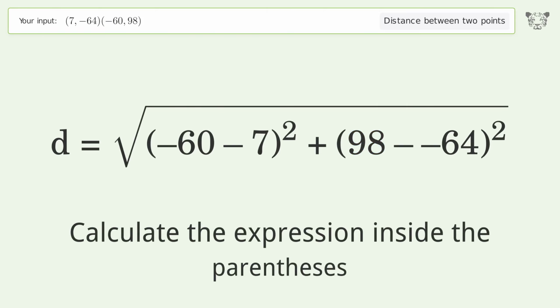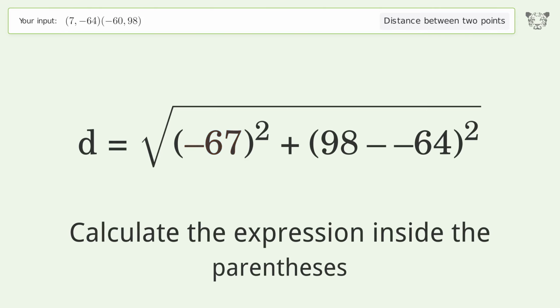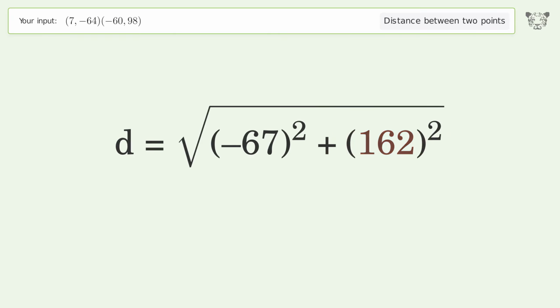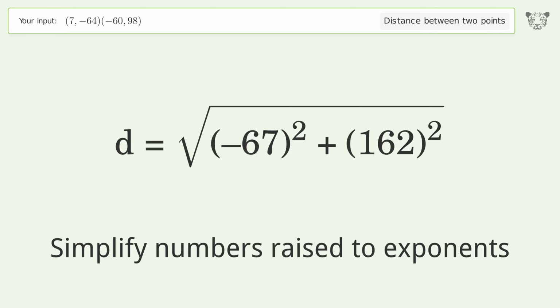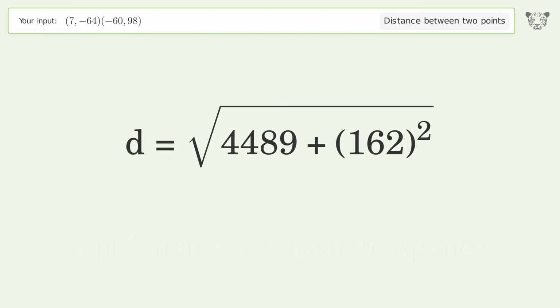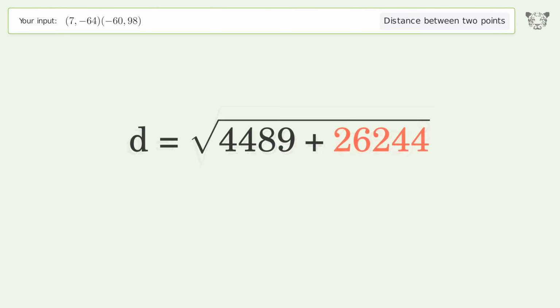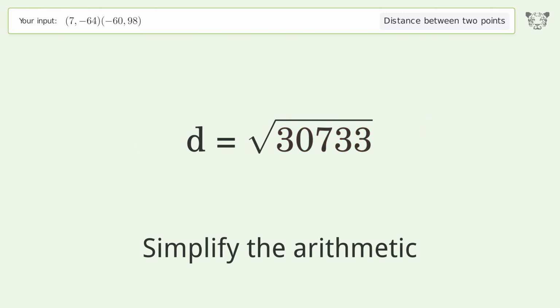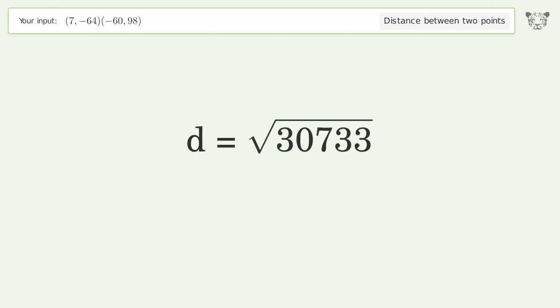Calculate the expression inside the parentheses. Simplify numbers raised to exponents. Simplify the arithmetic. And so the distance between the 2 points is the square root of 30,733, or 175.308.